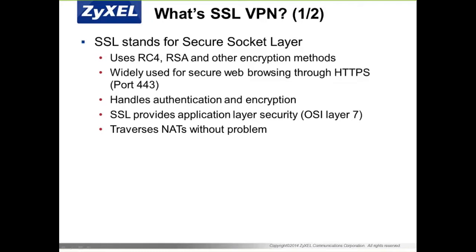SSL provides application layer security on OSI Layer 7. It is important to realize that SSL is not strictly a web protocol. It functions at the session and transport layers of the OSI model and can establish encrypted communication tunnels for various application-level protocols that may sit above it. It is possible to use SSL to effectively encrypt any application-level protocol. SSL VPNs can prevent network address translation and firewall traversal issues that are associated with legacy IPsec VPNs.